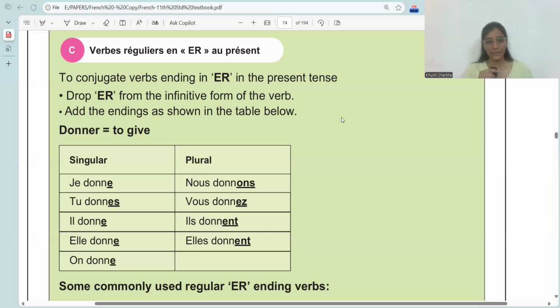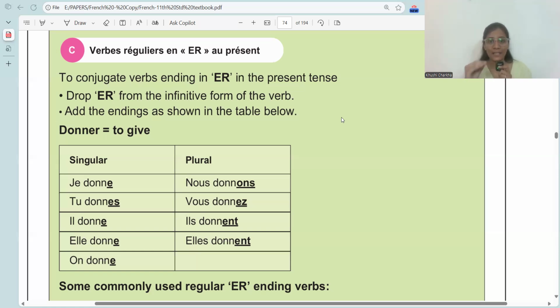So in regular verbs, we have some pattern. Now we are going to learn that pattern: how do we make the different forms of an ER ending verb? These are known as conjugations. The table given below shows the conjugations of the verb donner. Now these were the basics. Now how to actually solve it?